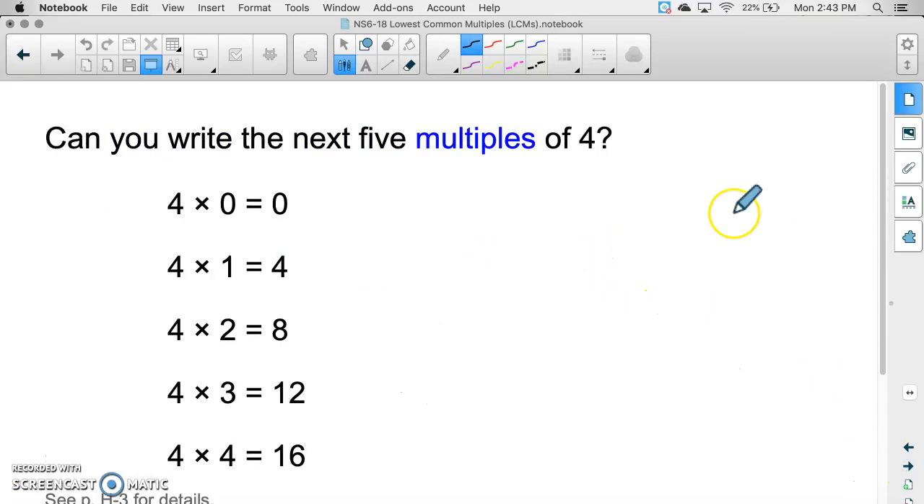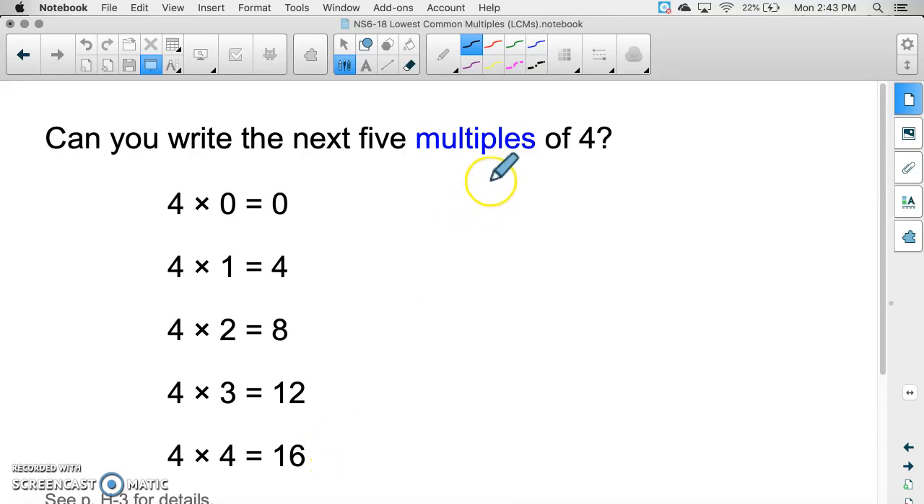So let's use a first strategy of skip counting. We can use skip counting to find multiples of a number. We're going to start with the multiples of 4. Here we have 4 times 0 is 0, 4 times 1 is 4, 4 times 2 is 8, 4 times 3 is 12, and 4 times 4 is 16. These are all multiples of 4 as we skip count.